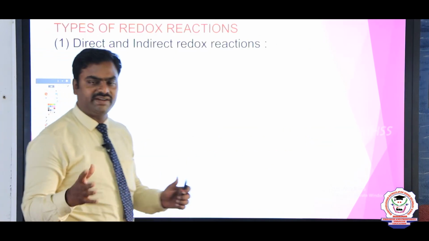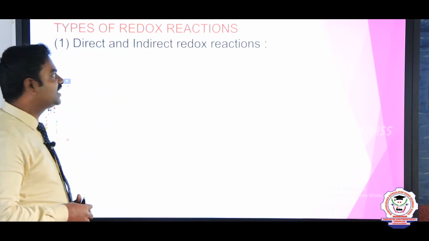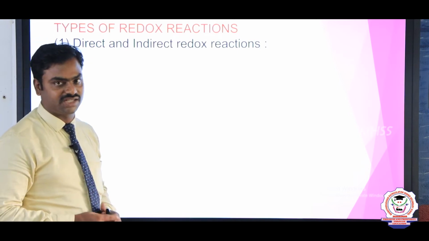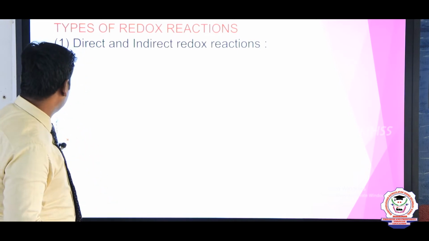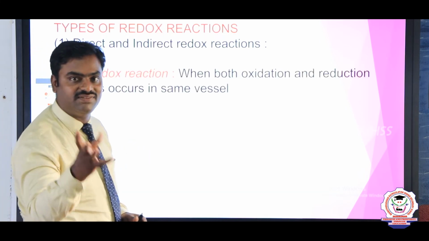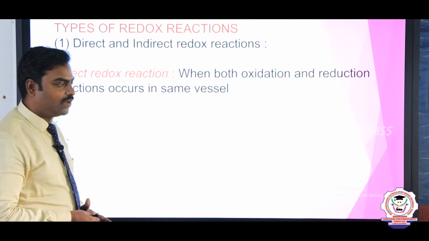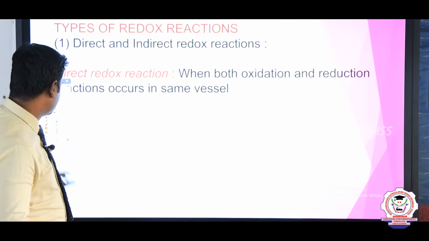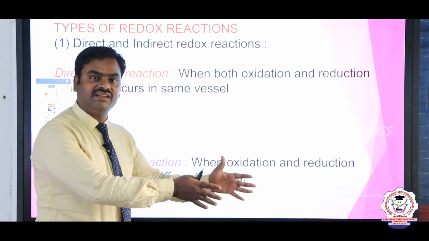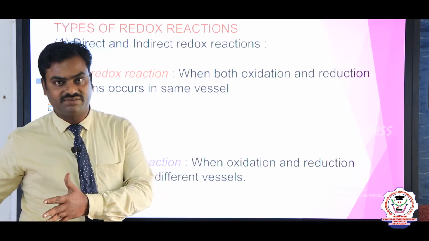That is why the element which is undergoing reduction is known as the oxidizing agent. See, there are so many types of redox reactions possible. One is direct and indirect redox reactions. What is a direct redox reaction? If the reduction and oxidation processes take place in a single vessel, it is known as a direct redox reaction. What about the indirect redox reaction? In an indirect redox reaction, reduction is happening in a separate vessel, whereas oxidation is happening in a very different vessel.